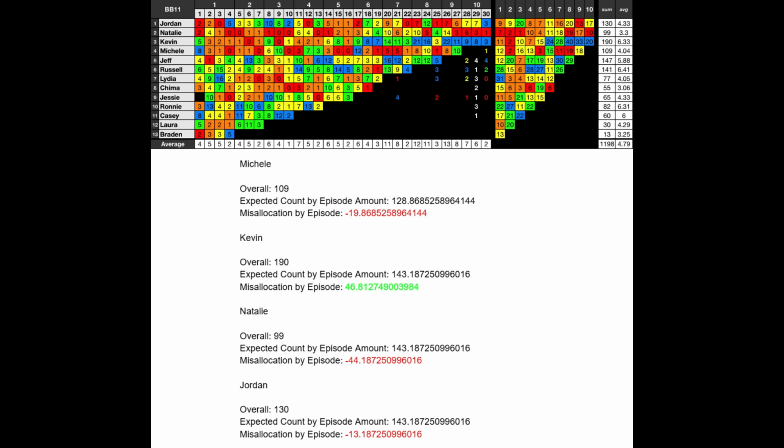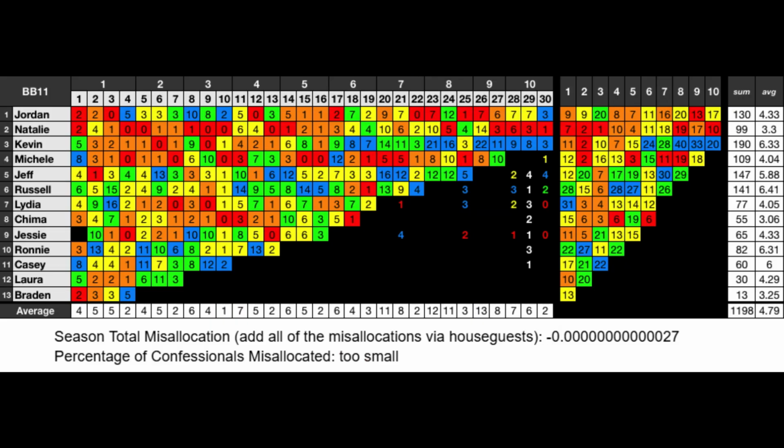Her expected count by episode amount is 143.18. This causes her to be under-edited when it comes to the distribution, as she has a negative 13.18 misallocation amount. So these are the numbers when it comes to misallocation. It is very, very small, meaning that the distribution is pretty even overall.